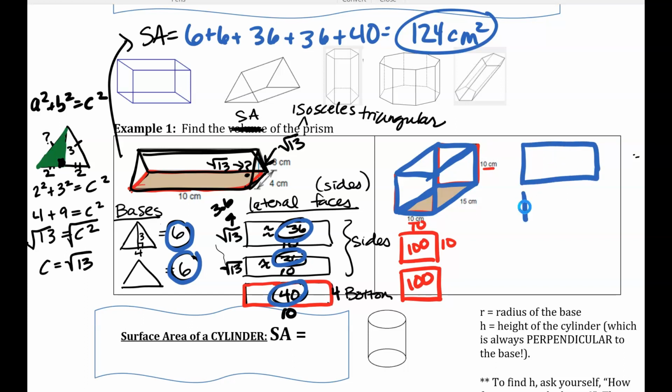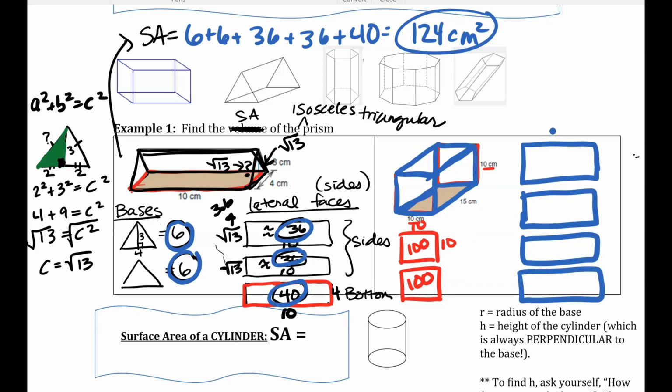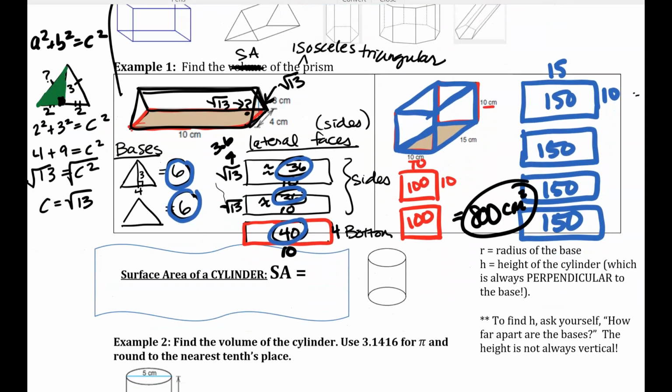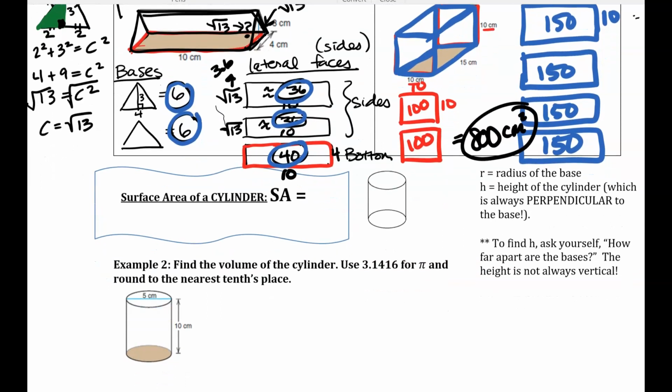So we've got 1, 2, 3, 4, and all of these are 15 on the long side and 10 on the short side. So if we multiply 15 times 10, we get 150. So the area for those is 150. And if we add all of those numbers up, so 100, 100, 150, 150, 150, 150, then we get a total of 800 square centimeters for our area. All right, so those are the examples we're going to do for the prisms.